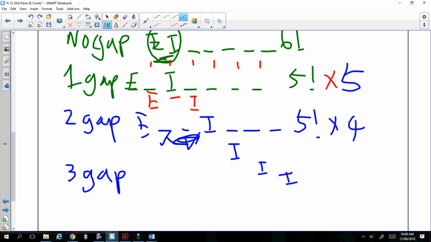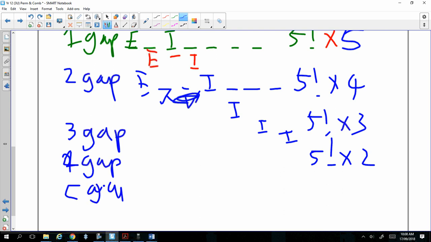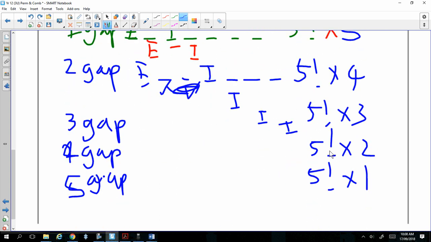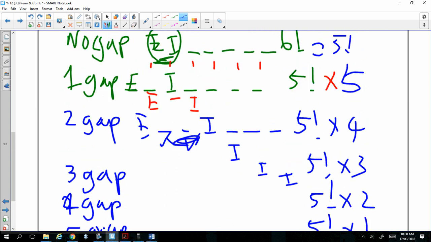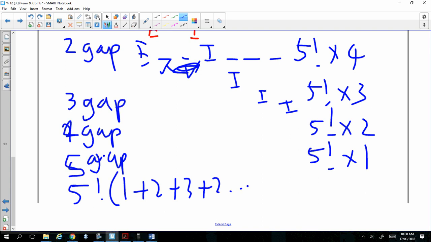So what do you do? It's like doing 5 factorial times 6. So the total number of ways is 5 factorial times 1 plus 2 plus 3 up to 6. Use your calculator. You're not going to sum the AP. 2 plus 3 plus 4 plus 5 plus 6, times by 5 factorial. It should be right. 2520. Now that's a long way to do that question.